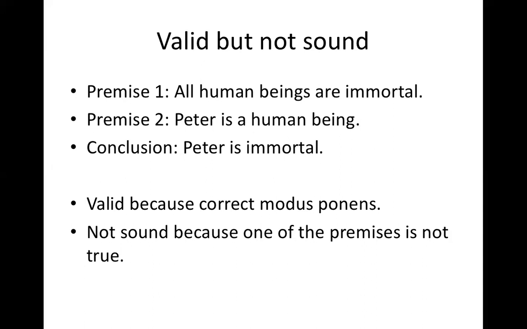Why is it not true? Because premise one contains false information. It's not true that all human beings are immortal. So that falsehood entered the conclusion. So an argument can be valid but not true. If an argument is valid but it is not true, then the argument is not sound. For an argument to be sound, it has to be valid and it also has to be true.